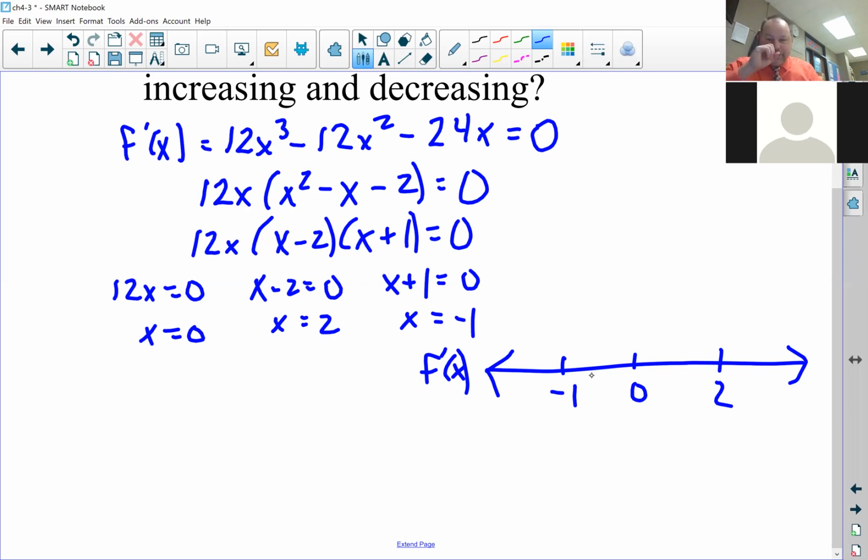So if I pick a number less than -1, like -2, and I'm going to plug that into my derivative, and I'm not going to actually use the factored form of my derivative. When I plug in -2, my first factor, 12 times -2, gives me a number that's negative. And -2 minus 2 gives me a number that is negative. And -2 plus 1 gives me a number that's negative. So if I take a negative times a negative times a negative, my answer is negative.